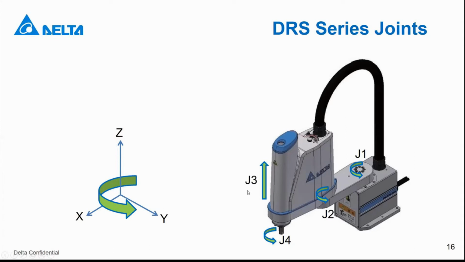So also means right hand rotation. And then for the axis itself, you can see joint 1 is on the base of the robot, and joint 2 is connected between arm 1 and arm 2. And joint 3 is linear motion. It will move the end effector up and down. And joint 4 is for the axis rotation. So these are the DRS series joints.